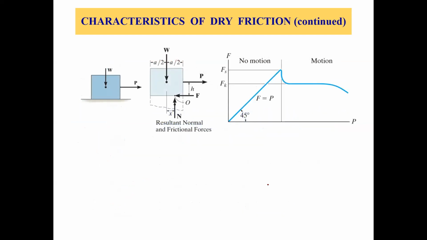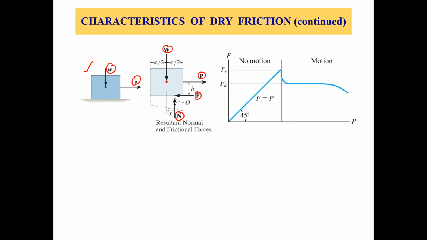Now let's see some more on dry friction. This is the same box which we already discussed, with a weight of W, and force P being applied. Now this is the free body diagram. This is the weight acting on the center of gravity. This is the force P acting rightwards, trying to move the box. This is the friction force F. This is the normal force acting upwards at a distance x from the center of gravity. So we have all these forces acting.